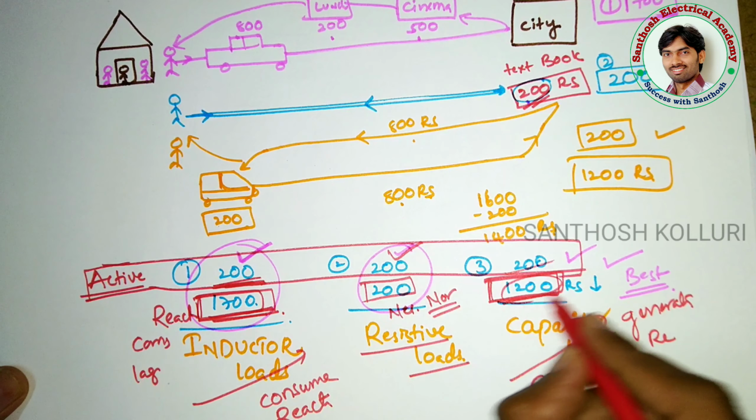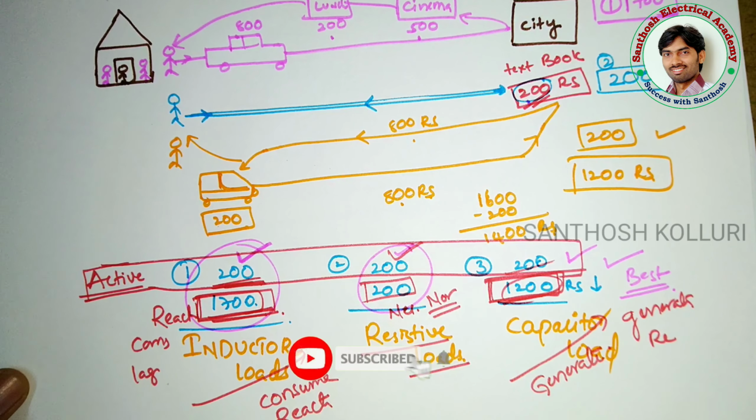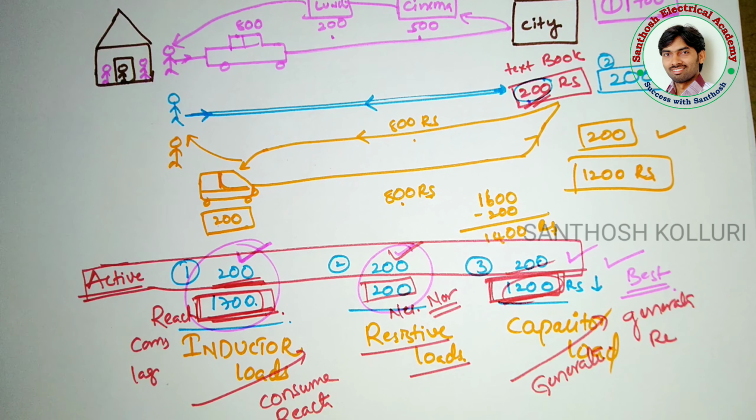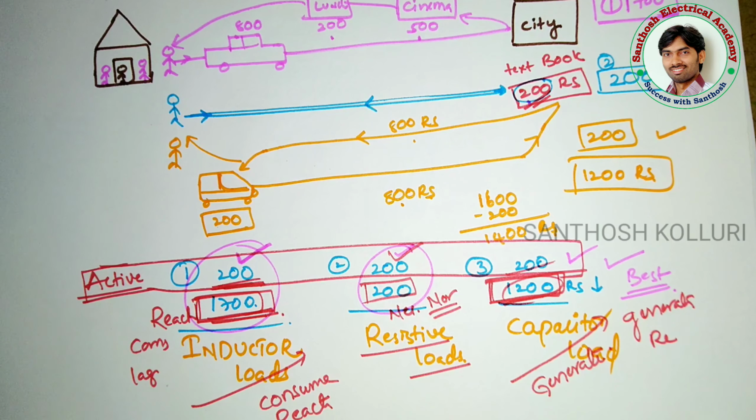The combination of active and reactive power is the complex power. Based on this example, you can understand the importance of active power and reactive power, right?